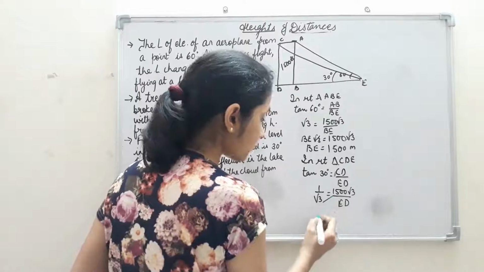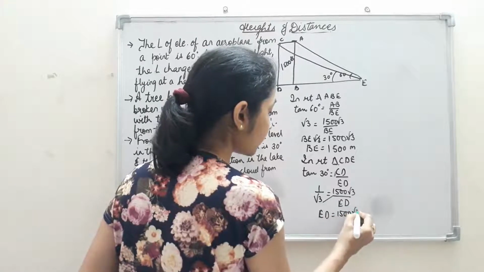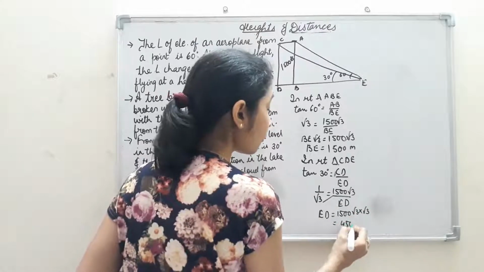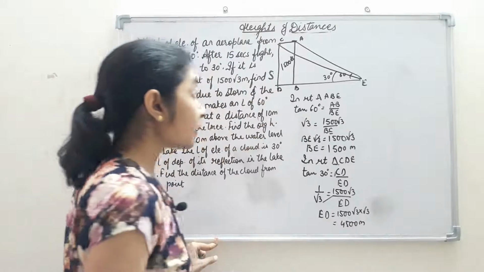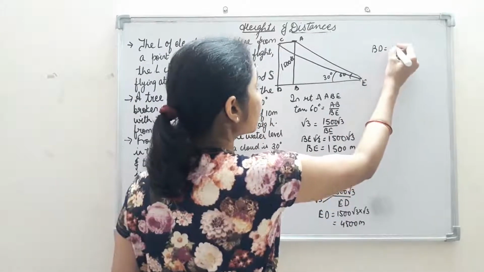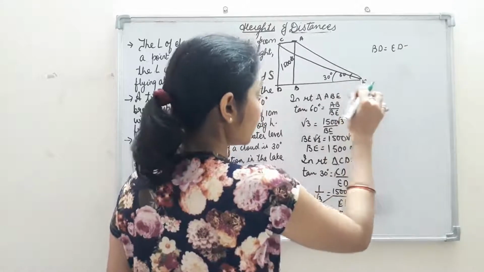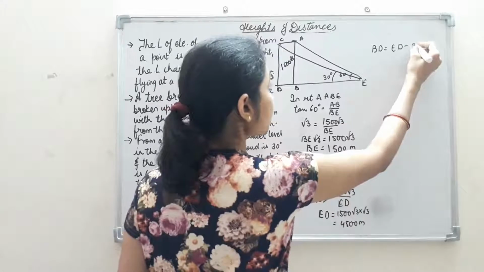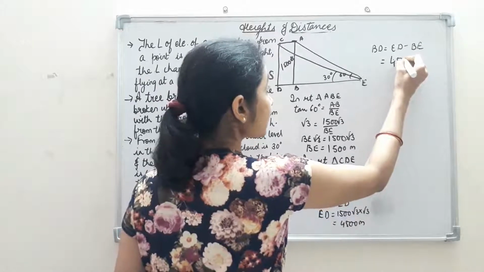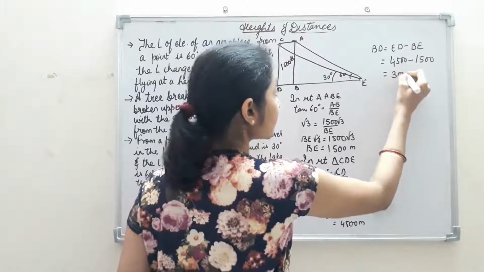So here I will cross multiply. So what do I get? ED is equal to 1500 root 3 into root 3, that is 1500 into 3, and that is equal to 4500 meters. Now we need to find BD. So BD is equal to ED minus BE. So that is equal to 4500 minus 1500, that gives us 3000 meters.